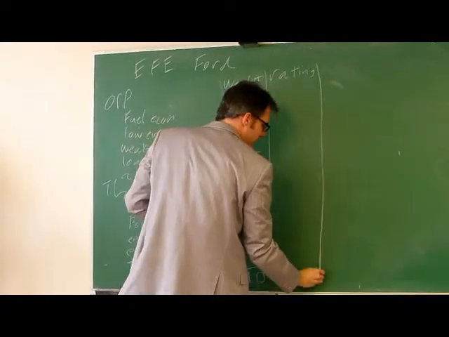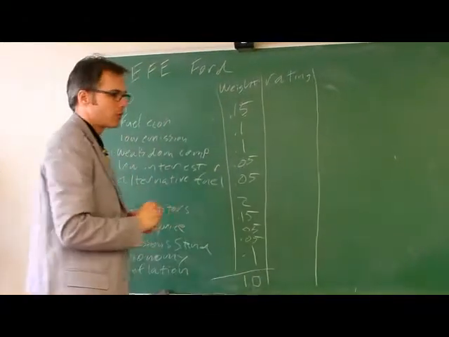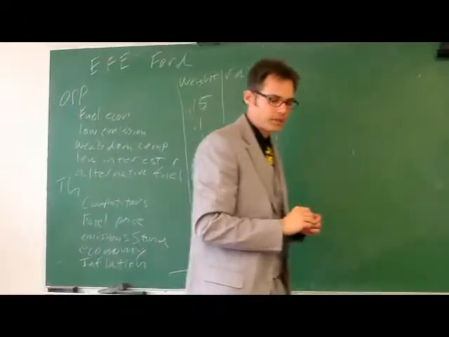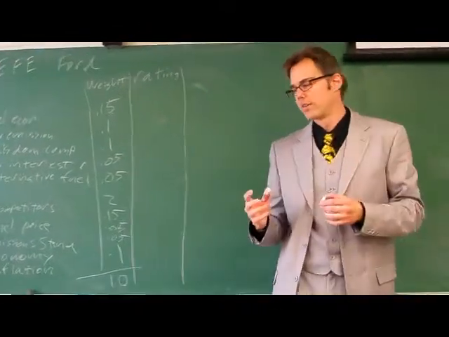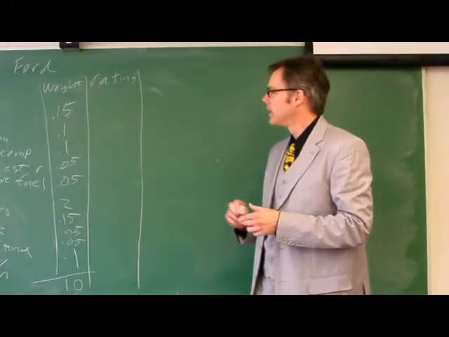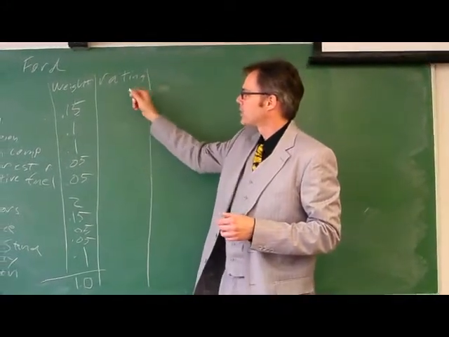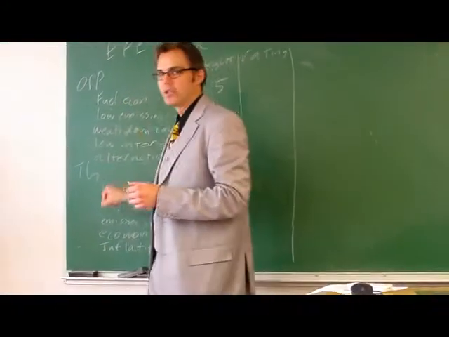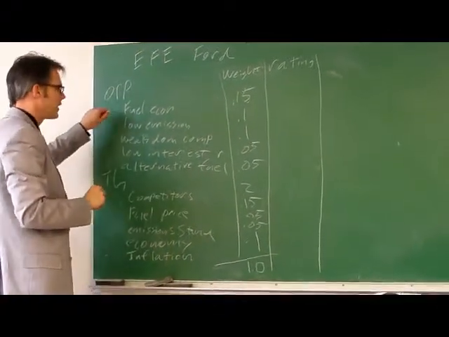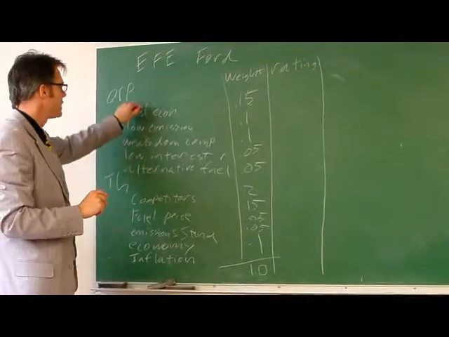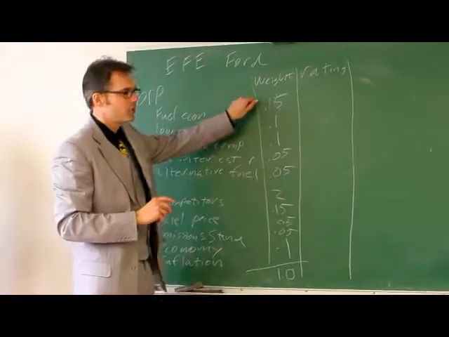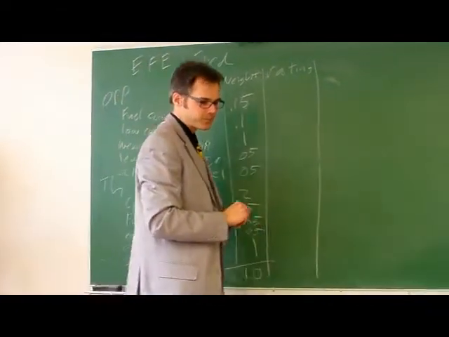All right, the rating is the next column. The rating is a score from 1 to 4. Not 0 to 4, 1 to 4. And you're going to rate based on how well the company, Ford, is responding to each opportunity and threat. Okay? So the quality of the response of the company to this opportunity and this threat is how you're going to rate it. Don't pay attention to the weight when you're doing the rating.